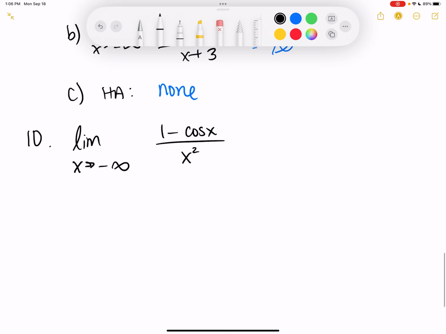So I'm going to compare this one to negative 1 over x squared is less than or equal to 1 minus the cosine of x over x squared, which is less than or equal to 1 over x squared.